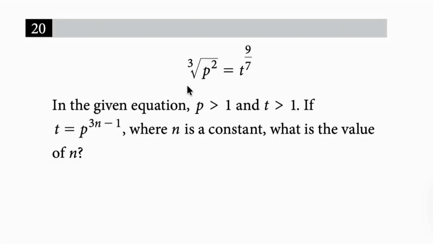Question 20. Okay. In the given equation, p is greater than 1, t is greater than 1, if t is equal to p to the power 3n minus 1, where n is a constant, what is the value of n? Okay. So this seems like a very weird equation. So let's understand the concept first.